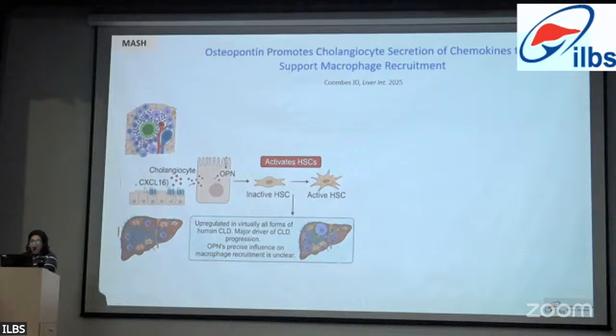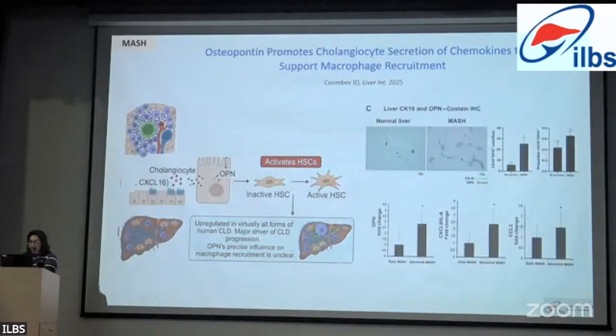So osteopontin actually has a CXCL19, which induces osteopontin secretion, which programs the macrophages and leads to activation of the hepatic stellate cells. They have shown that in normal liver and MASH, the osteopontin expression along with the ductular reactive cells increases. And in advanced MASH, this linearly increases all the chemokines. So this plays a huge role as well.